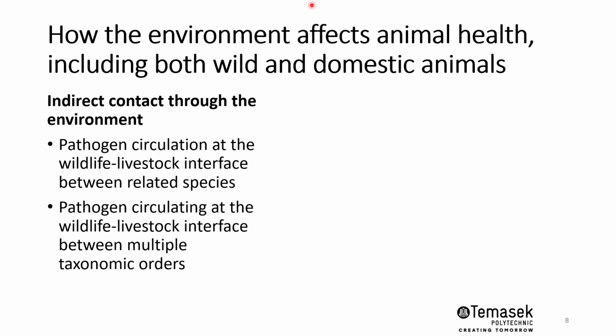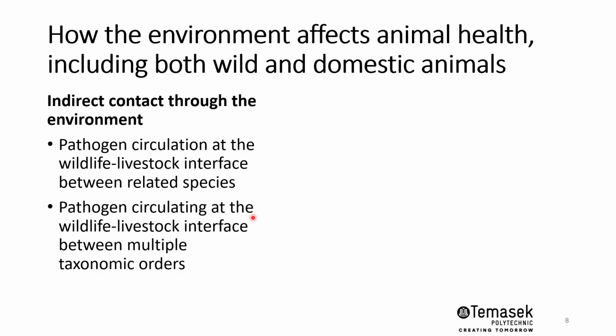Okay, so there are also other examples of pathogens circulating between multiple taxonomic orders. Pathogens can actually cross taxonomic barriers, so that means they are able to infect a wide range of species across multiple orders. So we are looking at not only mammals, right? Viruses like rabies affect mammals, including dogs and bats, but also cross into other livestock and other animals as well, right?